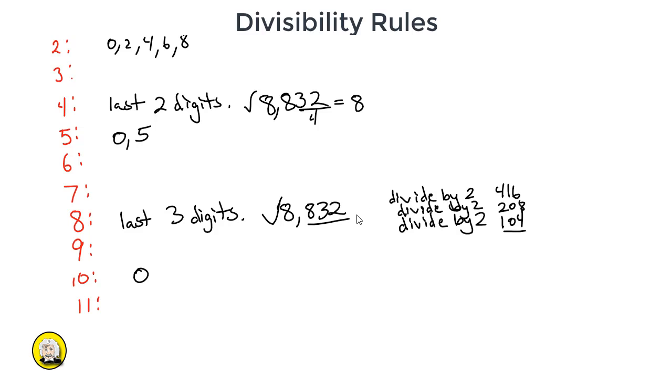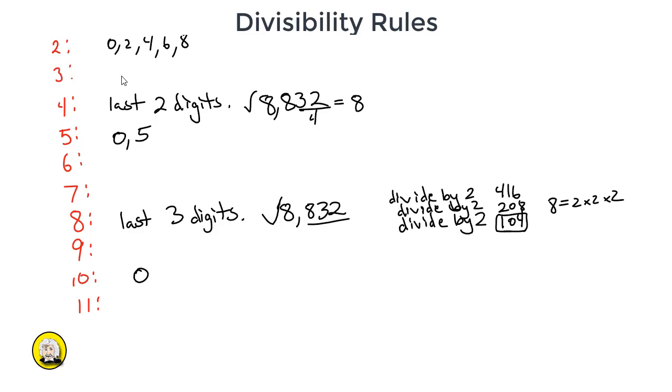So I actually combined a couple rules here. I used the last 3 digits only, and then I did an iterative division by 2 because I know 8 has 3 2's as factors. So if I divide by 2 3 different times, I'm effectively dividing by 8.